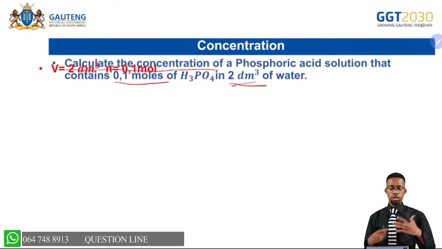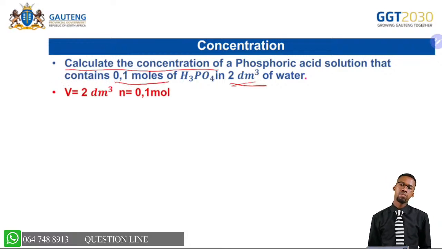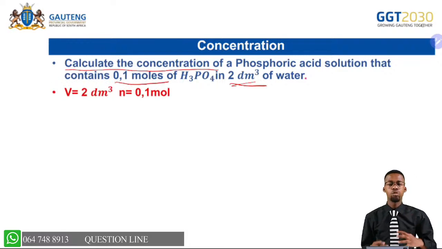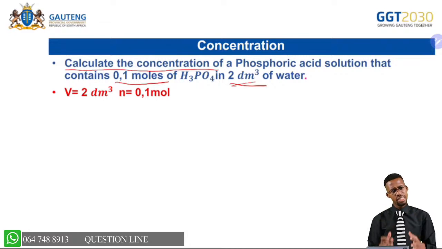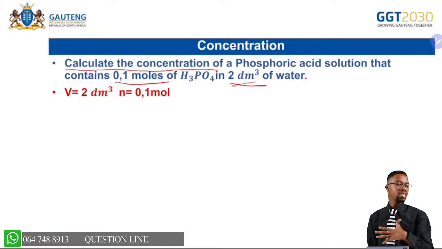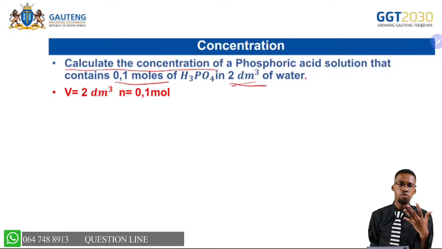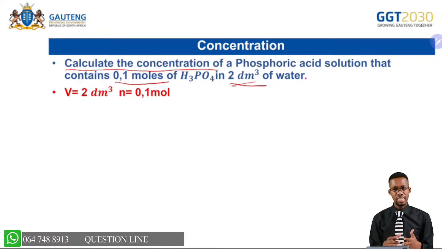So that's the first thing that you do. You write down what you are given. This is what we call data. Write down your data. You are given the volume in decimeter cube, meaning that there is no need for us to struggle. Already it is in the correct units. We are given the number of moles, so we can get concentration.